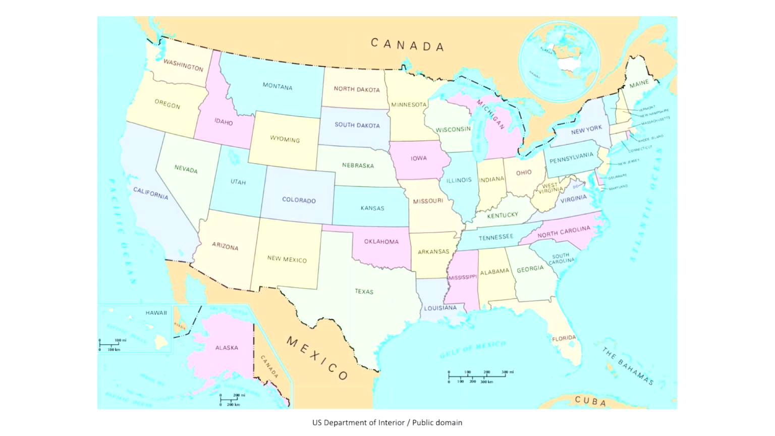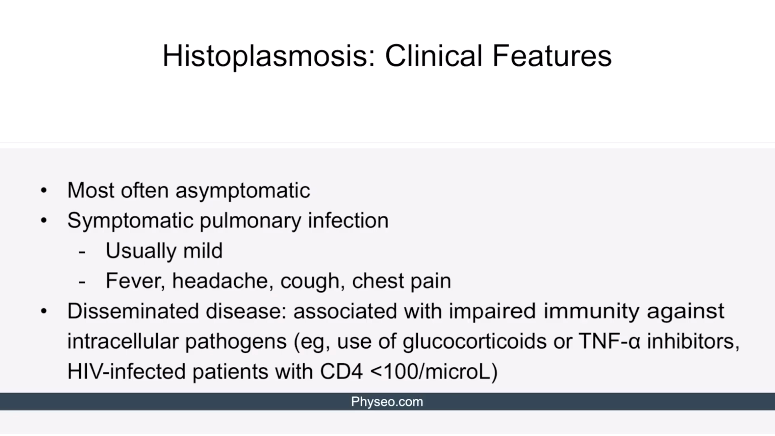And here we see an image of the United States of America. We'll use it to identify the endemic regions of histoplasmosis. So we already mentioned that it's most commonly endemic to Ohio and the Mississippi River Valley. And if it's endemic to those regions, then it makes sense that surrounding states could also be affected, including Illinois, Kentucky, and Tennessee. So how does it appear? Well, most affected patients are asymptomatic.